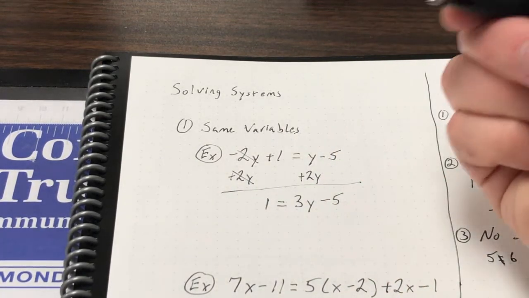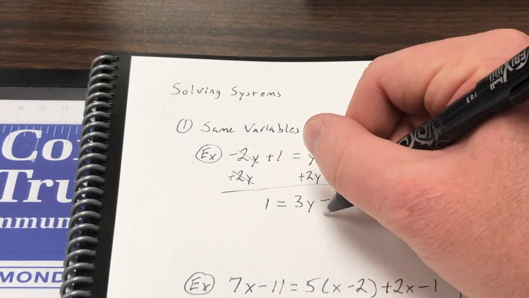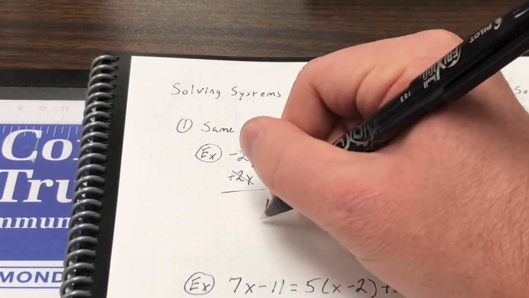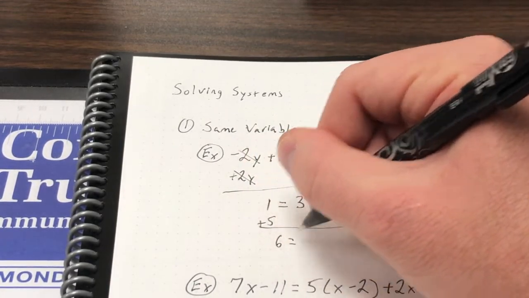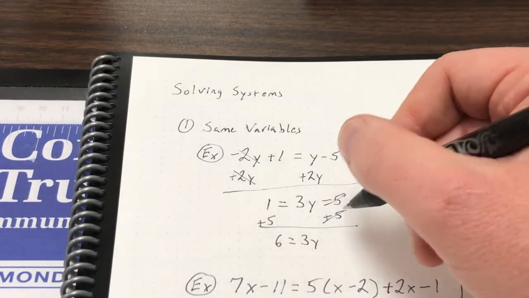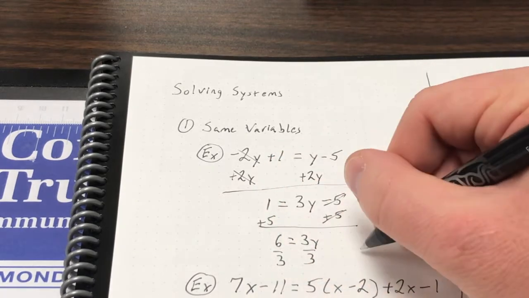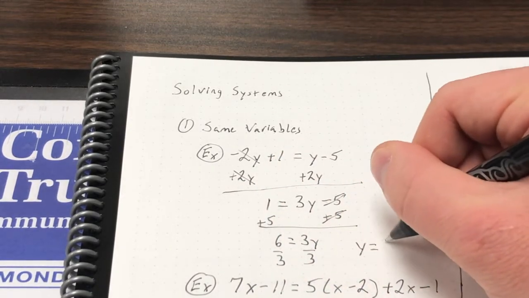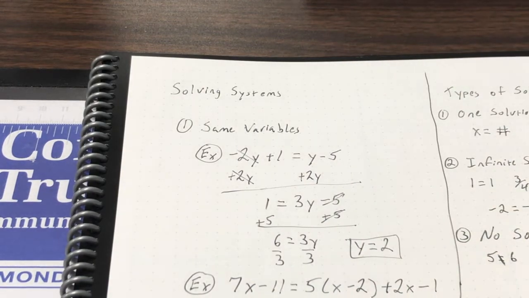And now I've got a two-step equation like you're all used to working in 7th grade. You're going to add 5 across. That leaves me with 6 equals 3y because these will reduce down to 0. And then divide by 3. 6 divided by 3 leaves you with y equals 2. So that would be one solution.